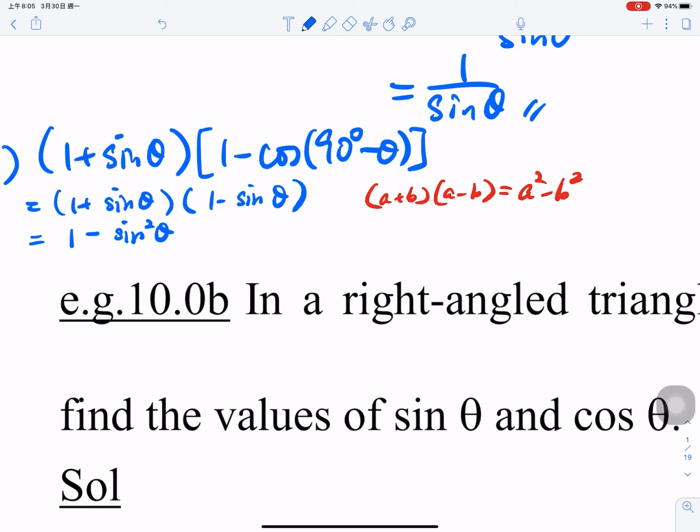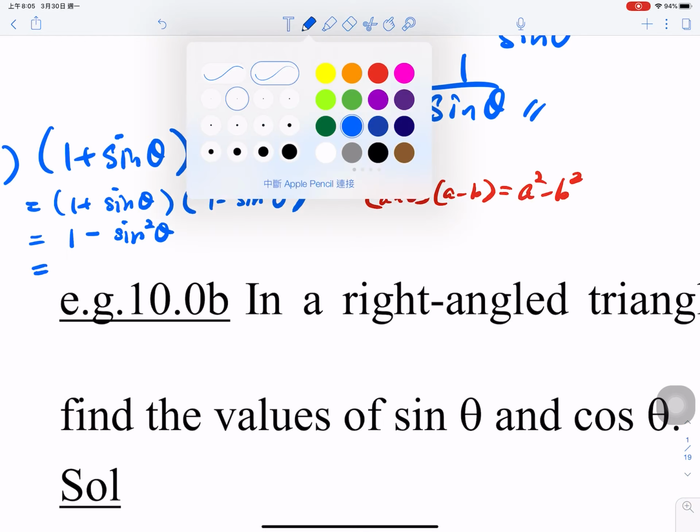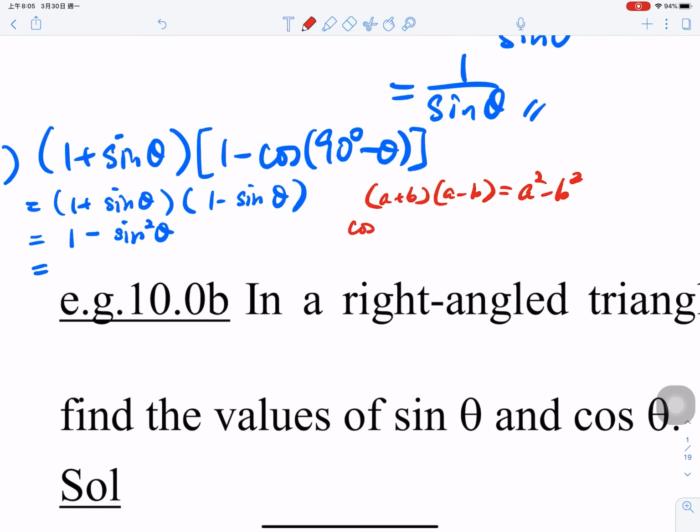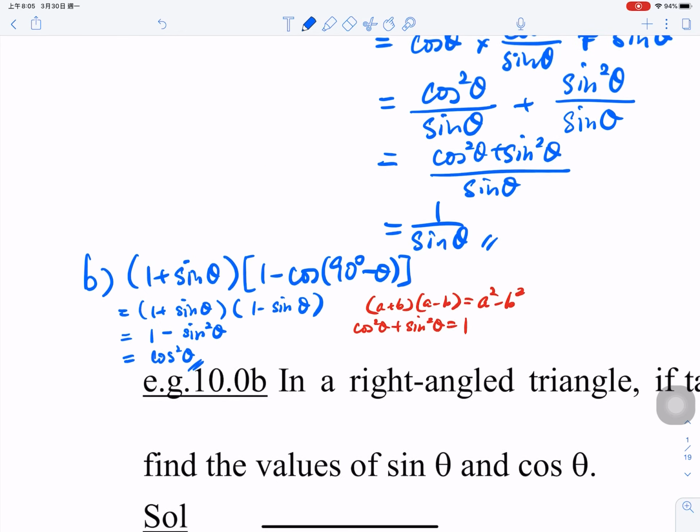So, A square minus B square. And 1 minus sine square theta equals what? Remember this one? Cosine square theta plus sine square theta equals 1. So 1 minus sine square theta equals cosine square theta, right? So this is the answer. Okay?